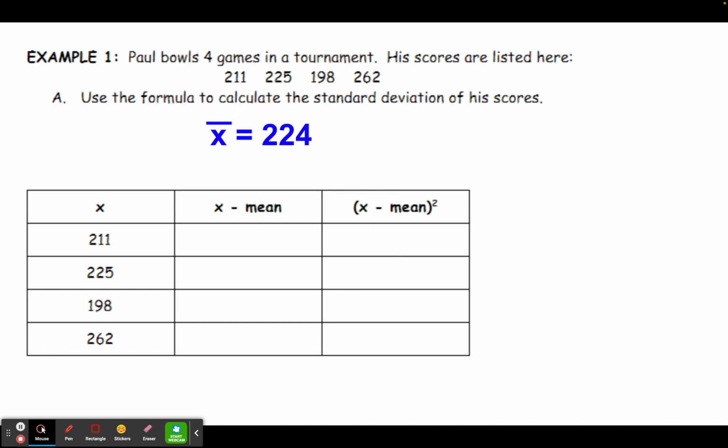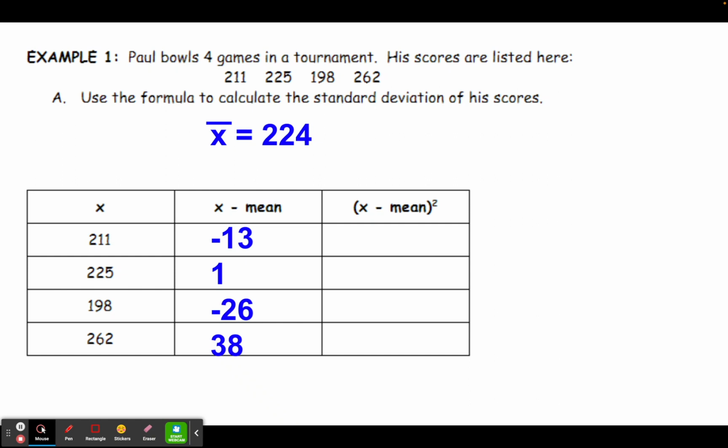So now in the little chart, we're going to fill in the columns. The first column there in the middle that you're going to fill in is each performance minus the mean. So if I do 211 minus the mean score of 224, I get a difference of negative 13. The second one, we have a positive 1 difference. Then we have negative 26, positive 38. Just like we did in the last section, some of those deviations are negative, some are positive. Notice that if you added those together, you would get a total sum of 0. Negative 13 plus 1 plus negative 26 plus 38 is in fact 0.